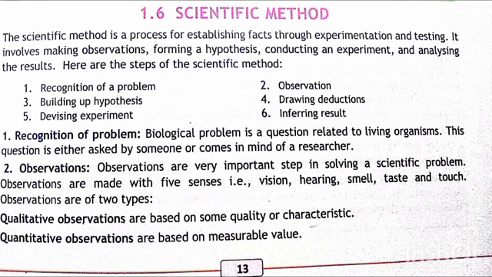And second type of the observation is quantitative observation, which includes number. Okay, so based on the measurements, for example, plant height is 10 centimeters, so 10 centimeter is its quantity, which means the involvement of number. Water given is 200 ml. 200 ml is the quantity.